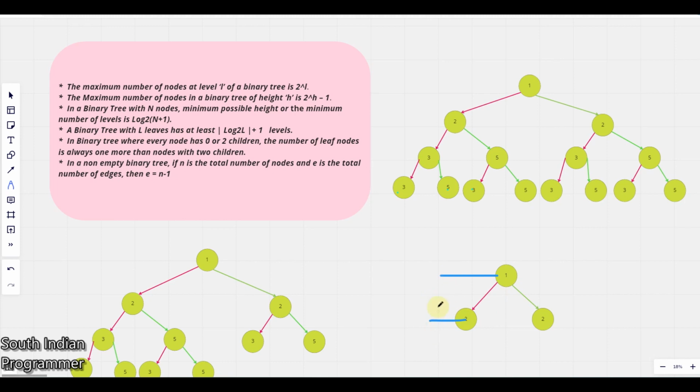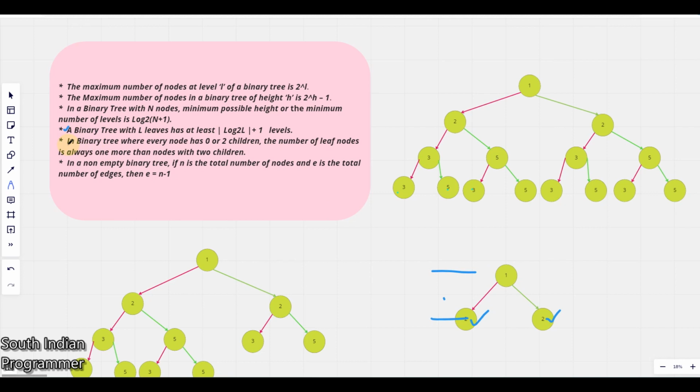The next is a binary tree with L leaves has at least log 2 L plus 1 levels. Here I have 2 leaves, this leaf and this leaf. So log 2 of 2 is 1, plus 1. So there are 2 levels, 1 and 2. So this rule also is perfect.